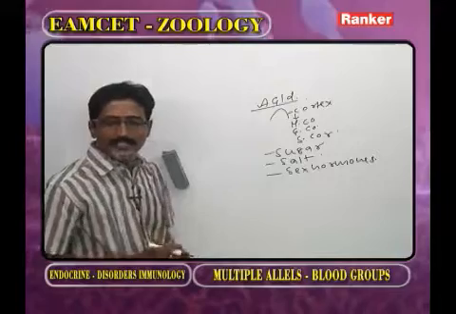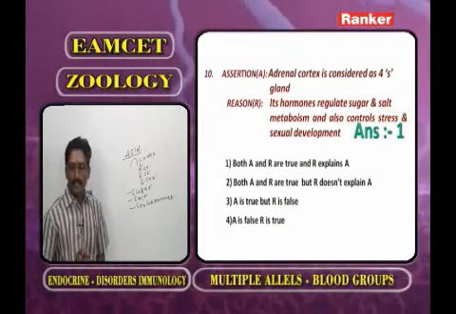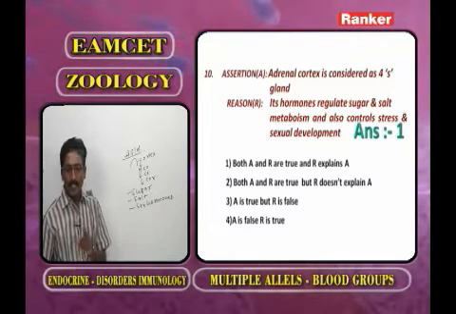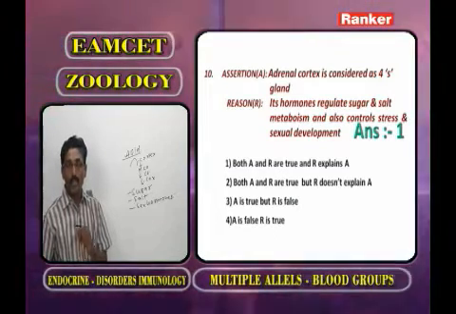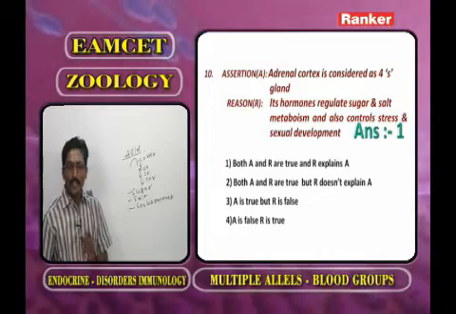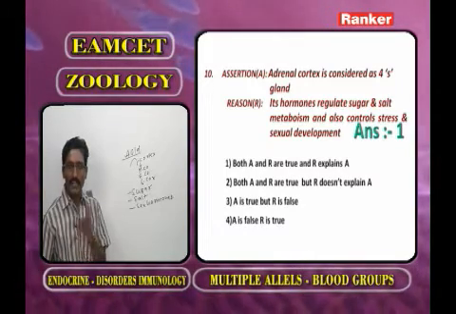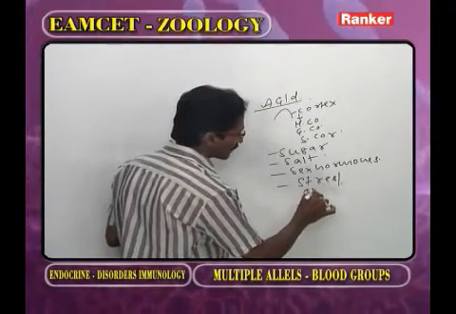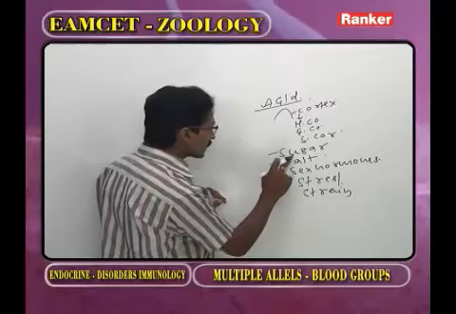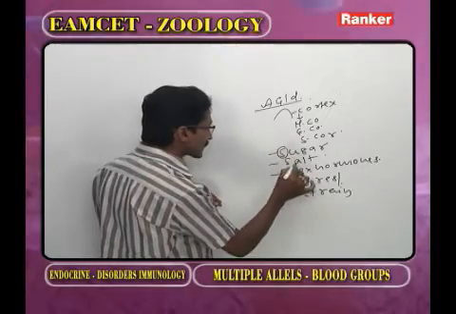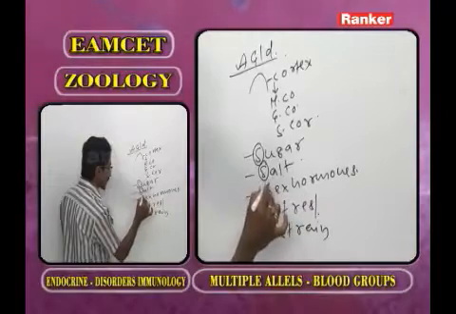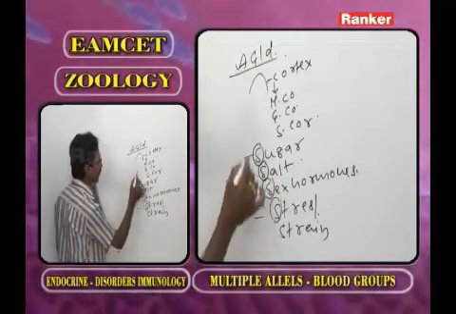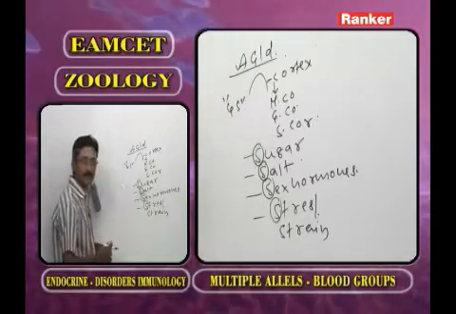Now, as we observe the assertion, the adrenal cortex is considered a 4S gland because its hormones regulate sugar levels, salt levels, and also control stress and sexual development. This one we call stress or strain. Now, you have to observe. In sugar, the first letter is S. Salt, first letter is S. Sex hormone, first letter is S. Stress or strain, the first letter is S. Now, it is called the 4S.